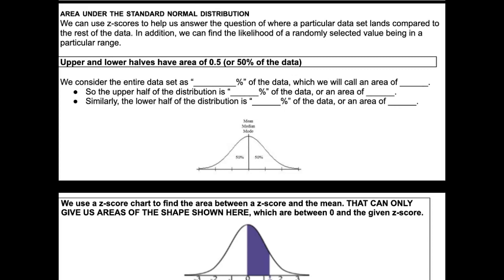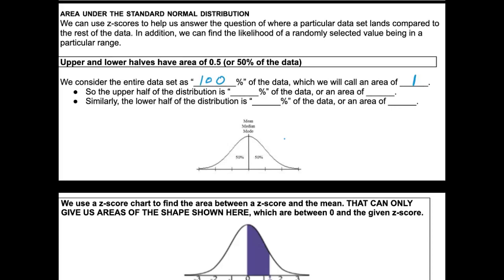In this video, I'm going to talk about how to find the area under the standard normal distribution. Before we jump into an example, I want to talk about the standard normal distribution in general and what the areas look like under the curve. We consider the entire data set as 100% of the data, and the decimal equivalent of 100% is an area of 1. So the area under the entire curve is 1 or 100%.